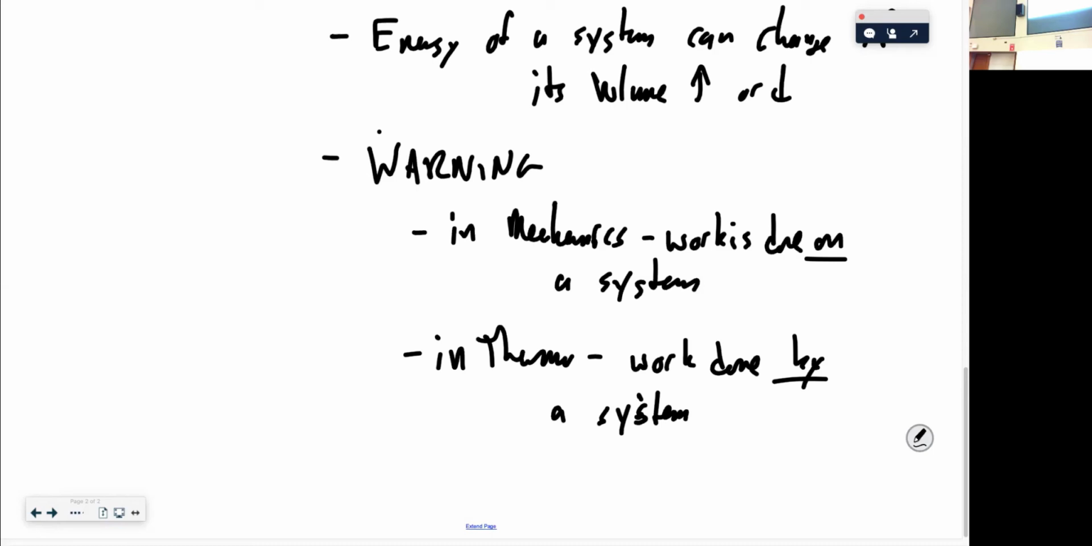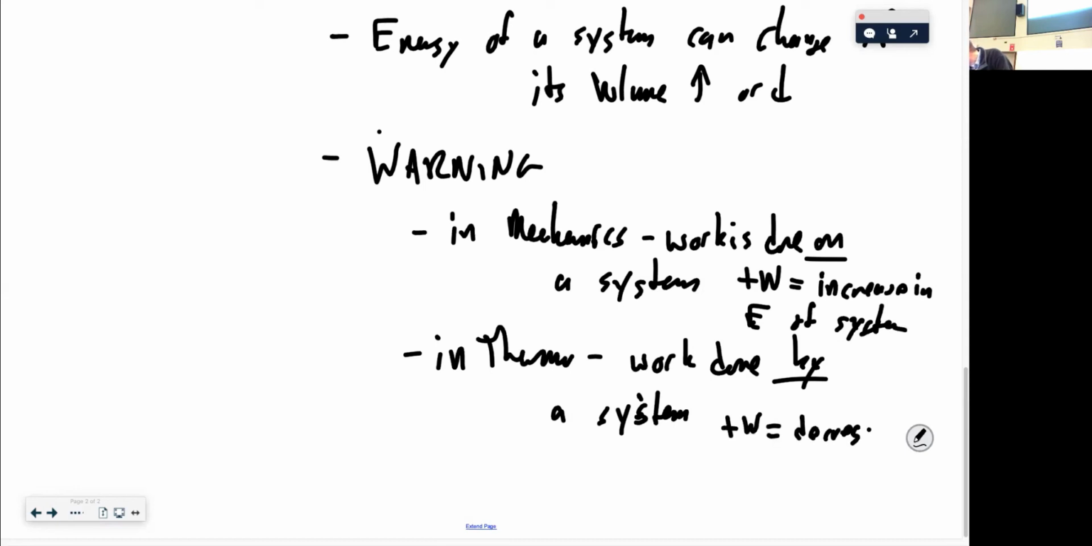If the work is positive in mechanics, the energy of the thing goes up. If the work is positive in thermodynamics, the energy of the thing actually goes down. So that's a negative sign you have to worry about. So in the mechanics case, plus W equals increase in energy of the system. And in this case, plus W equals a decrease in energy of the system. Okay.